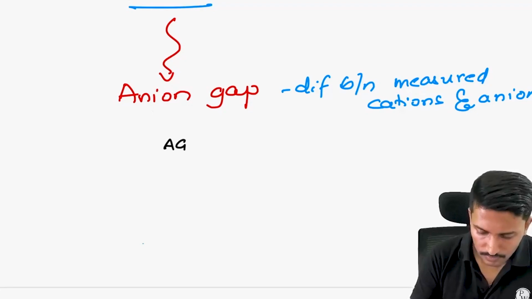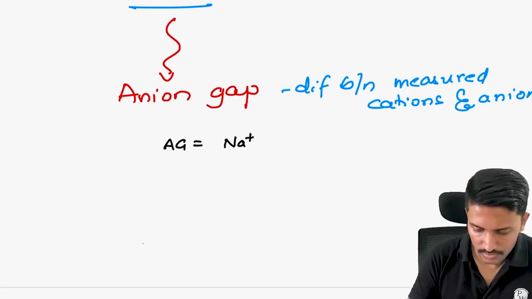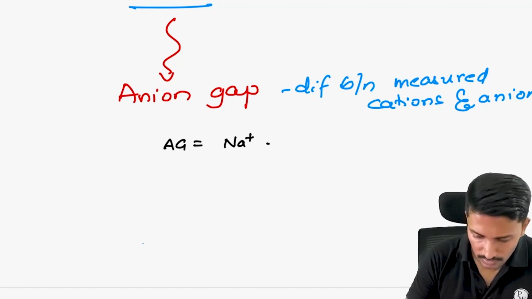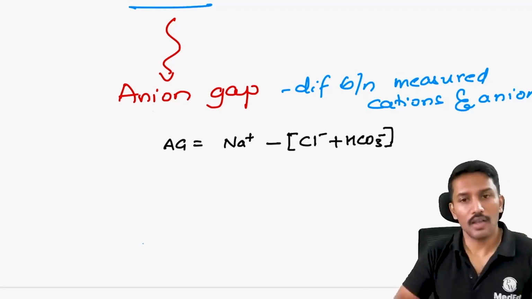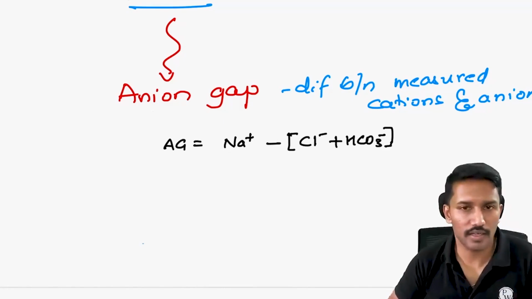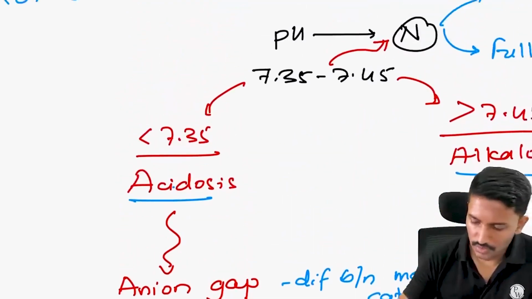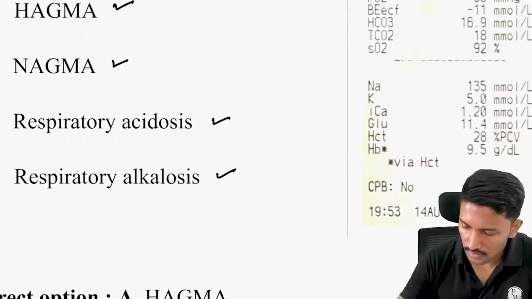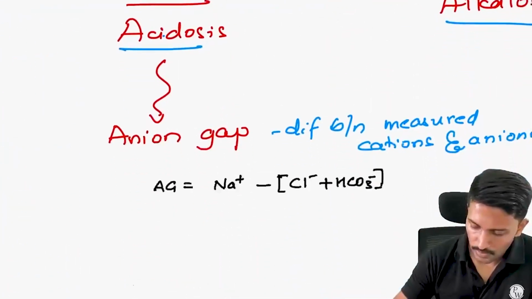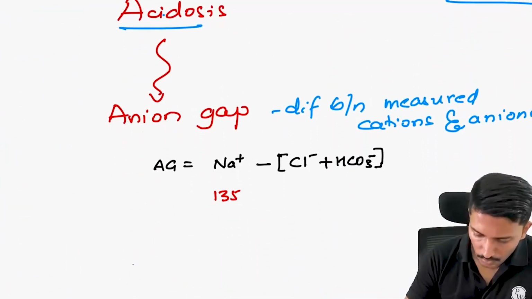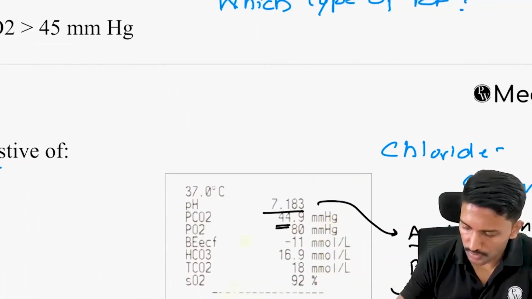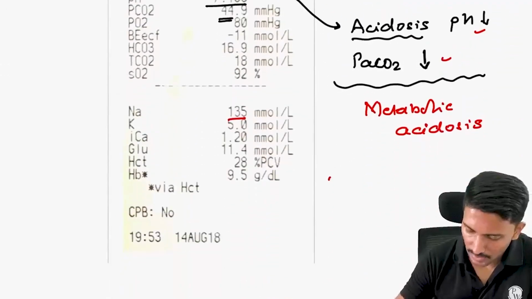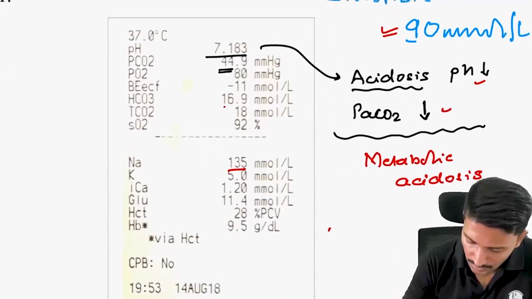Okay. So now how do we calculate that? Anion gap is defined as sodium, which is representing our measurable cations, minus chloride plus bicarbonate, which is representing my measurable anions, right? Now let us apply this formula here. The sodium is given in this ABG, which is 135, minus chloride and bicarbonate, right? Chloride I have given you the number, which was not there in the question, as 90, and bicarbonate here is given in the question as 16.9.